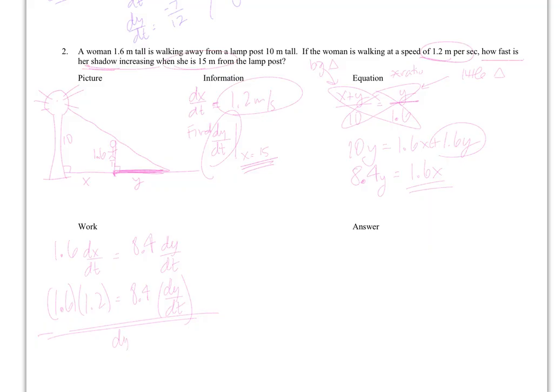Now I'm not going to lie, I used a calculator earlier and got this to be 8/35. So my answer looks like this. The shadow is increasing at a rate of 8/35 meters per second when she is 15 meters from the lamppost. All right, and I think there's one more example.